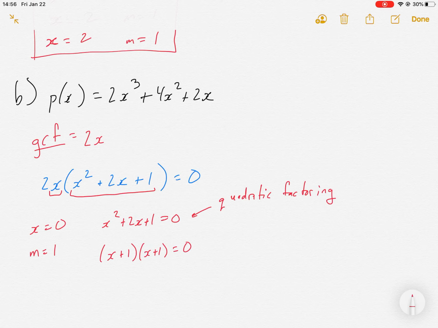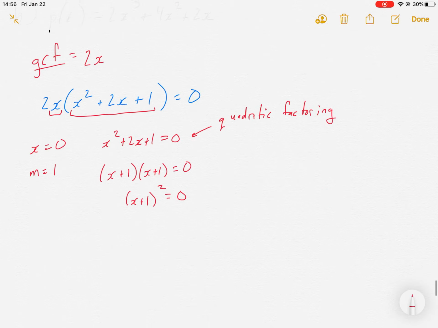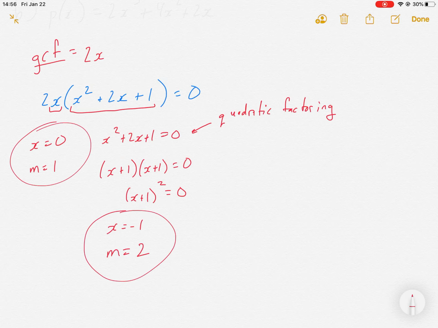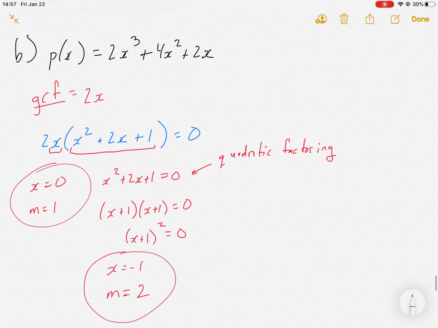Notice how I actually have x plus 1 twice, so I could rewrite this as x plus 1 squared equals 0. And so my zero is going to be x equals negative 1, but it has multiplicity of 2. And so there's the solution to part B. In this one, we used the GCF first, and then we were in a situation where we could use our regular quadratic factoring. So don't forget about that regular quadratic factoring.